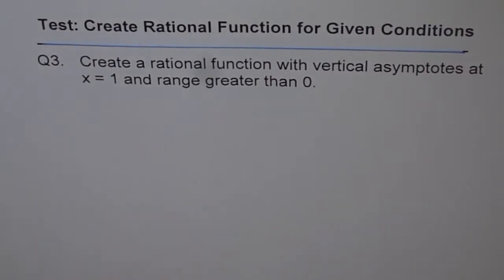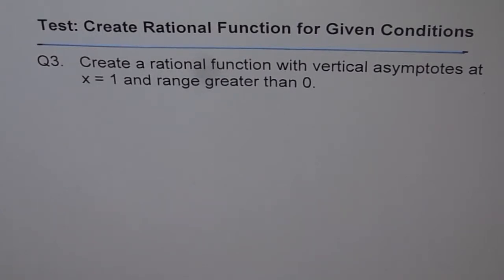Here is a solution to question number 3 from your test on create rational function for given conditions. Question 3 is, create a rational function with vertical asymptotes at x equals 1 and range greater than 0.